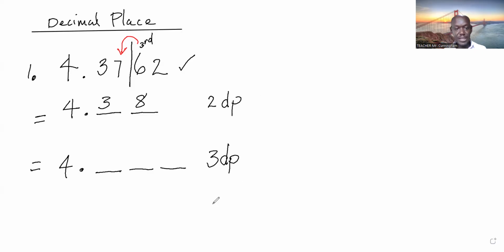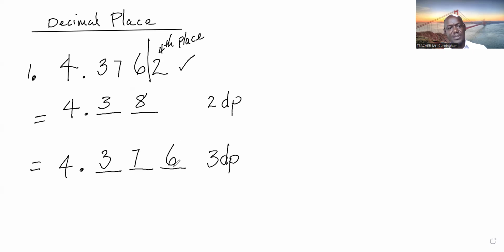So in this case, because we want 1, 2, 3, we have to look at the 4th number. If it's 5 or more, we'll add 1, but it's 2. So it's 376. So that's the answer. That's how easy decimal place is. I'll give one more.